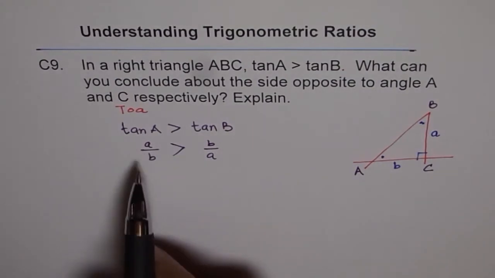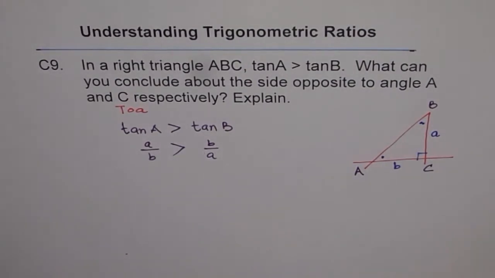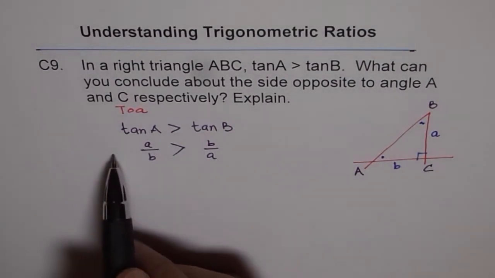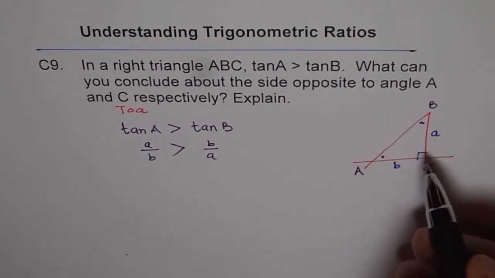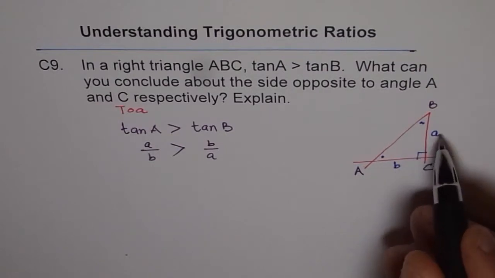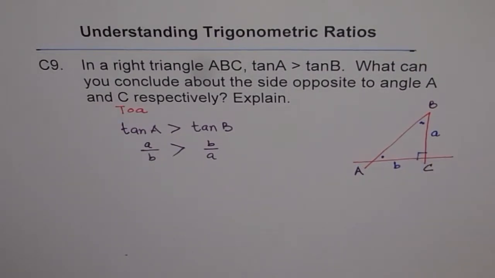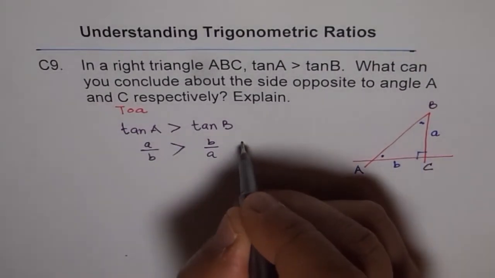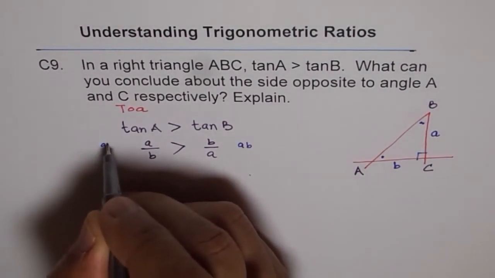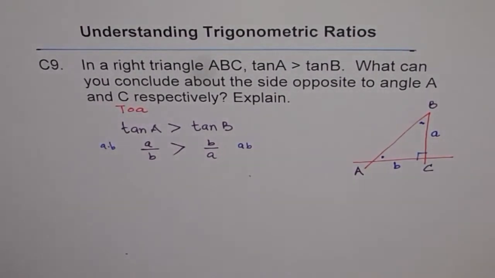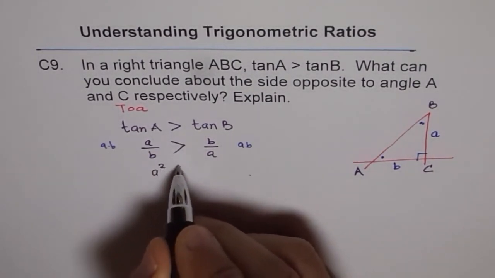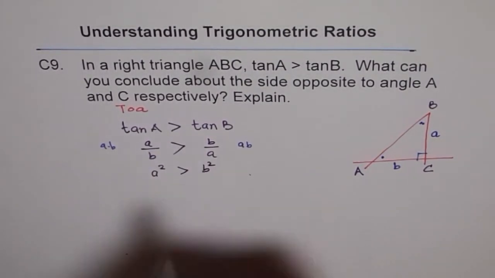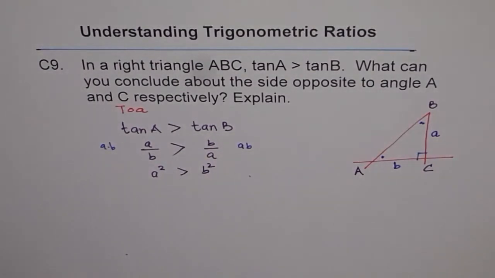So we know a over b is greater than b over a. Now we can multiply both sides by ab, right? The sides are positive, always positive. Since the sides are positive, we can multiply both sides by ab, ab on this side and ab on that side. If we do, then we get what? We get a square is greater than b square. Well, that's a good relation.